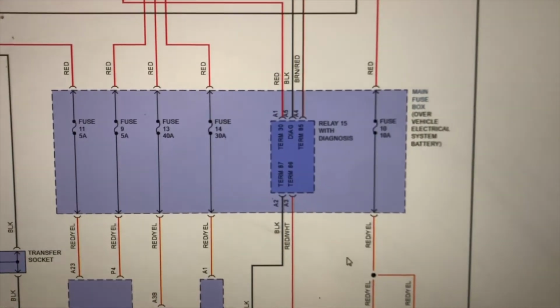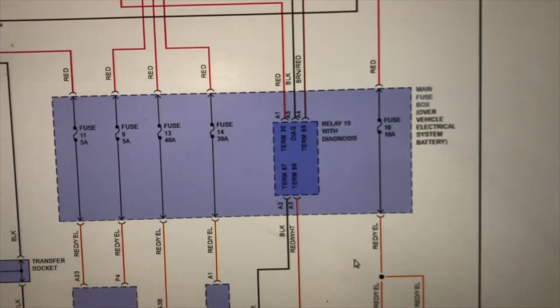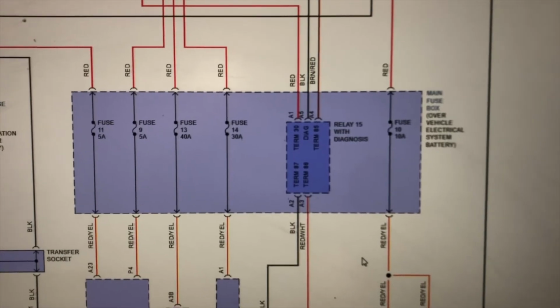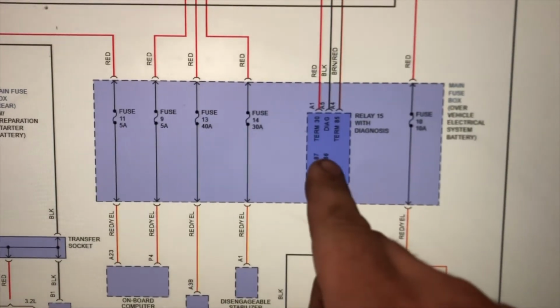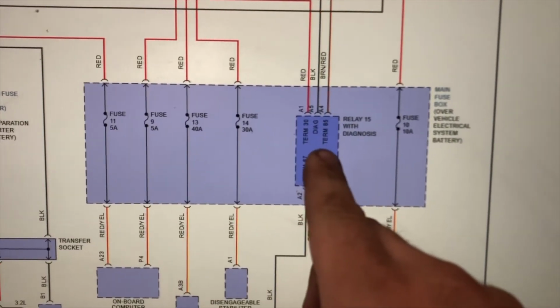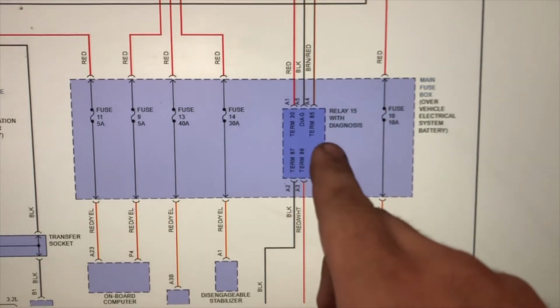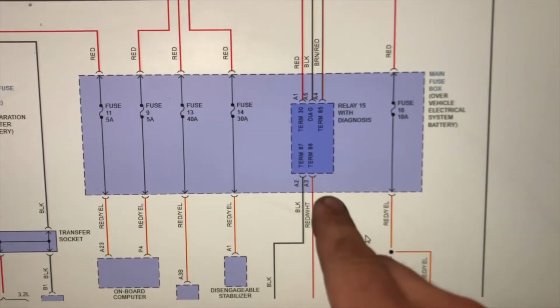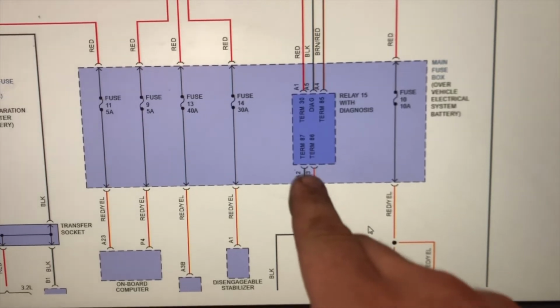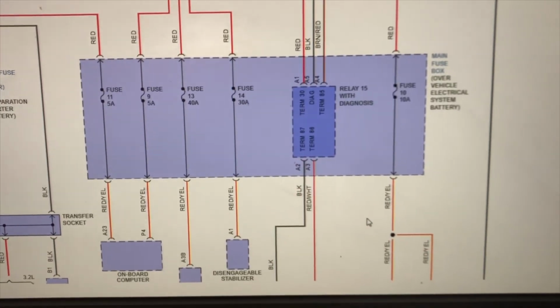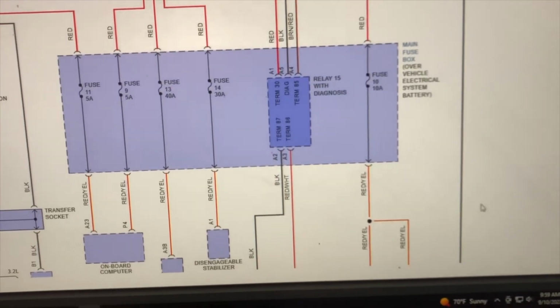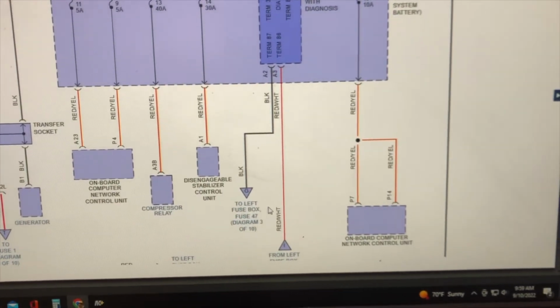Terminal 30 is a big old 60 amp fuse coming in from essentially the main junction under the seat. And you have a diagnostic line, which is pretty cool. Then you have terminal 85, which is our control, and then you have 86, which is our output to essentially all the subsequent modules, which goes to the left fuse box.